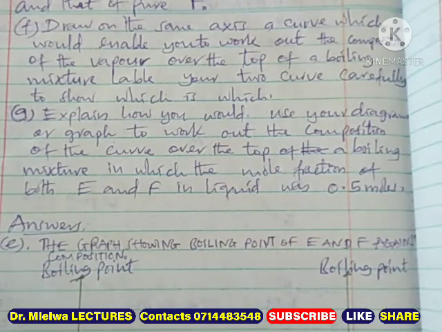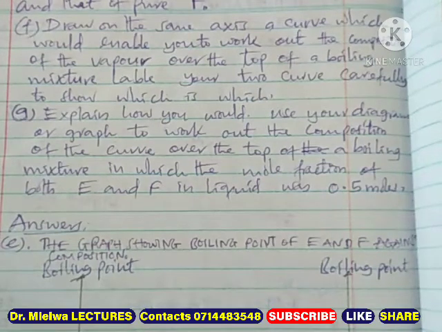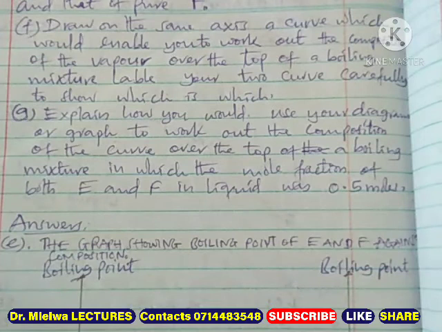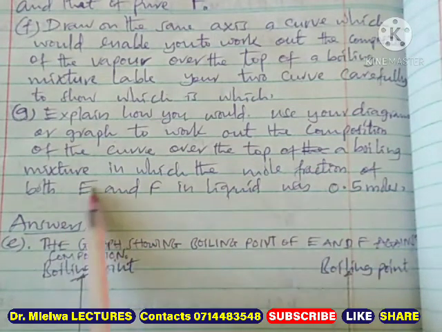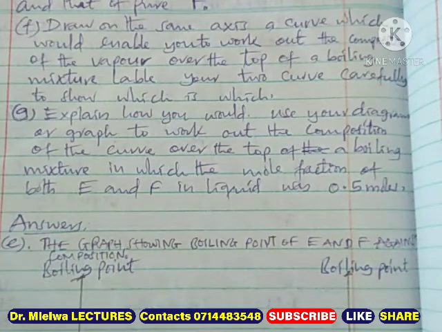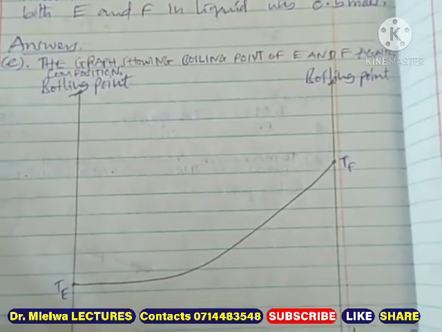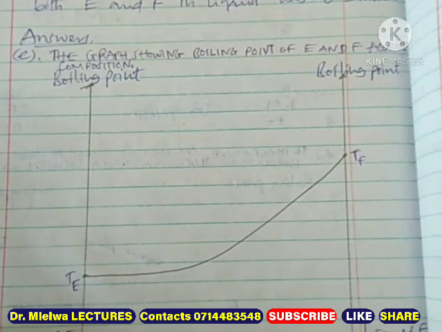Part G: explain how you would use your diagram or graph to work out the composition of the vapor over the top of the boiling mixture in which the mole fraction of both E and F in the liquid was 0.5 moles.